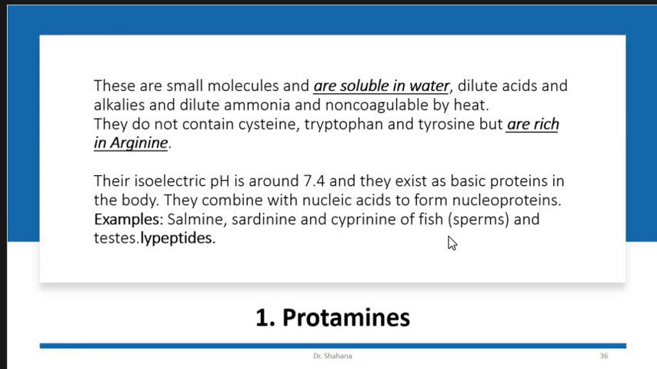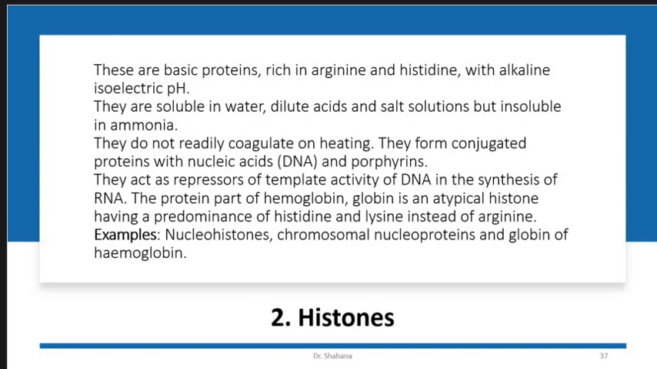They are also present in other living organisms, that is, they are present in fish. Next is histones. They are also basic proteins. They are rich in arginine and histidine. Protamines only contain arginine, while histones contain arginine and histidine with an alkaline isoelectric pH. Again, they are soluble in water, dilute acids and salts, but insoluble in ammonia, and they do not readily coagulate on heating. Same है जैसे protamines heating से coagulate नहीं होती, इसी तरह histones भी coagulate नहीं होती heating पे.